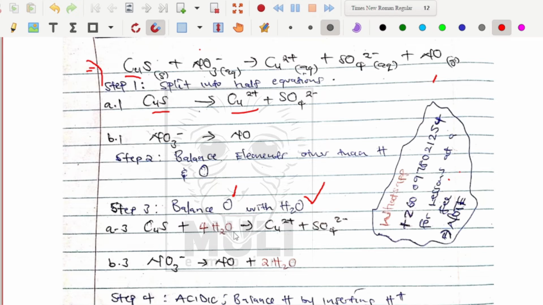So look here, how many oxygen do you have? You have 4 oxygen on this side, so you need to add 4 water. Same with the other equation: you have 3 oxygen on this side, then you have 1 oxygen. So there's a shortage of 2 oxygen, so you add 2 water. This is what you're seeing on this side.